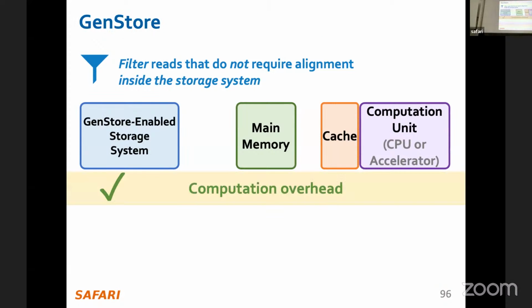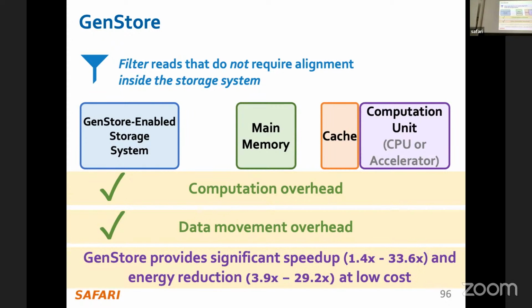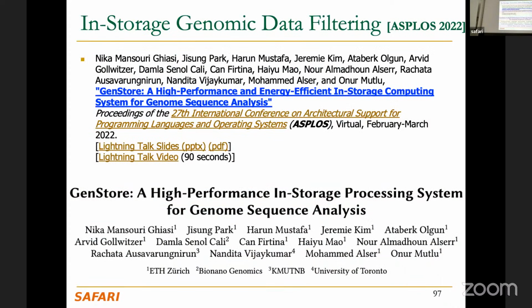And with all of this, we can reduce the computing overheads of the genome sequence analysis, and together we can reduce the data movement traffic that is required for this sequence alignment step. And we evaluate the system, and you see that by doing so, we can significantly improve performance while reducing energy at quite a low cost. And this is this paper called GenStore.